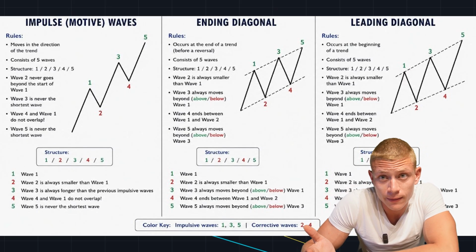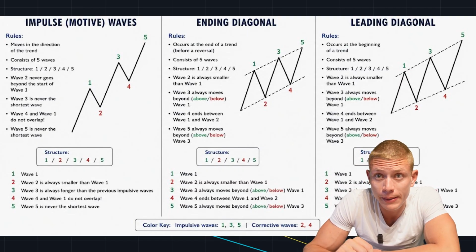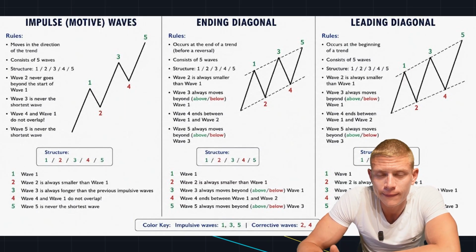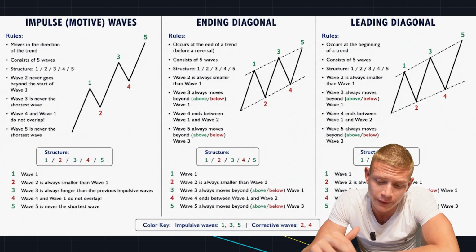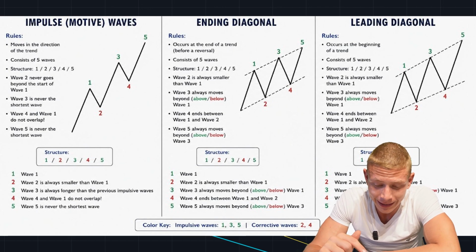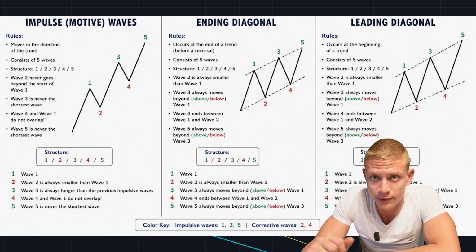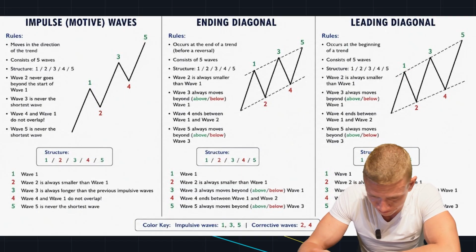And I want to start with the basic information. There are 3 different types of impulsive waves that you can find. There is the classic impulse, there's the leading diagonal, and there is the ending diagonal. All of them I have displayed here on this slide, and they have all different rules, all different optics, and they have all different waves in which they can appear.